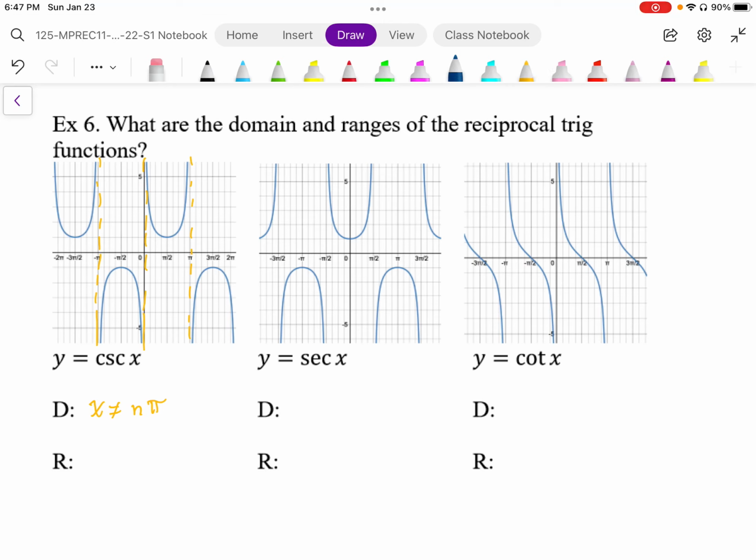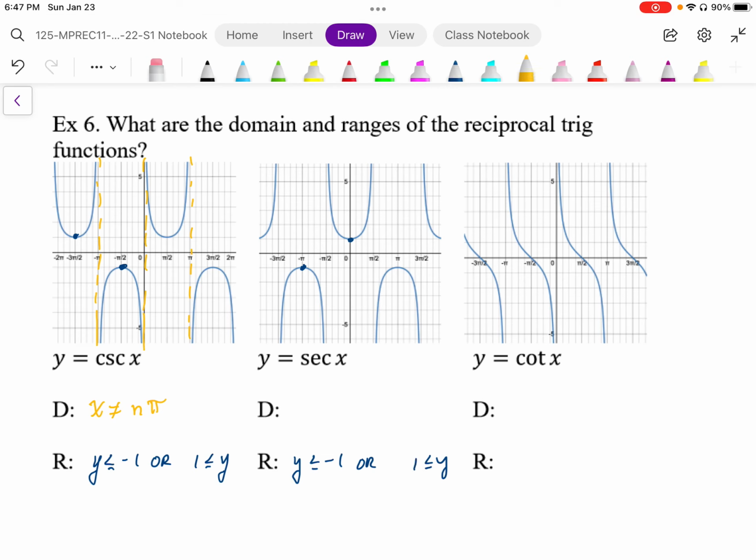The range is going to be based on the y coordinates. We have a min here and a max here. So there's nothing in between 1 and -1. So the range is going to be either y is less than or equal to -1, or y is greater than or equal to +1. And the same thing can be said for secant. So we have our vertex here and here, which establishes our range. So y is less than or equal to -1, or y is greater than or equal to +1.